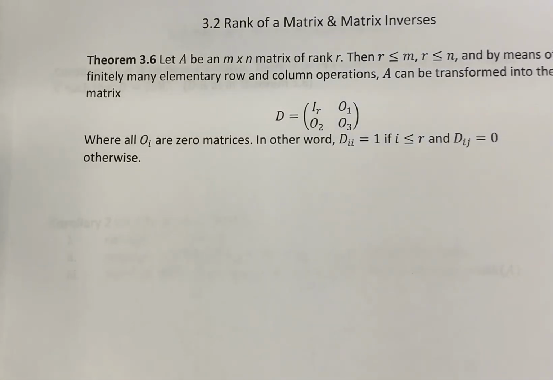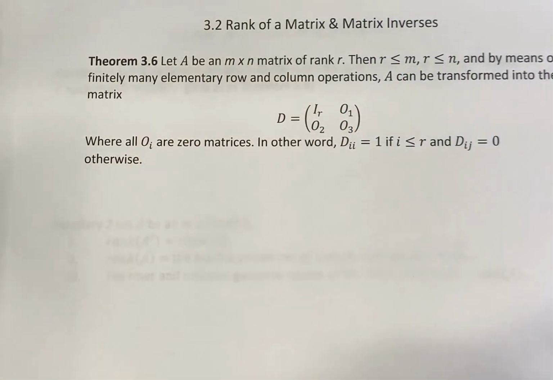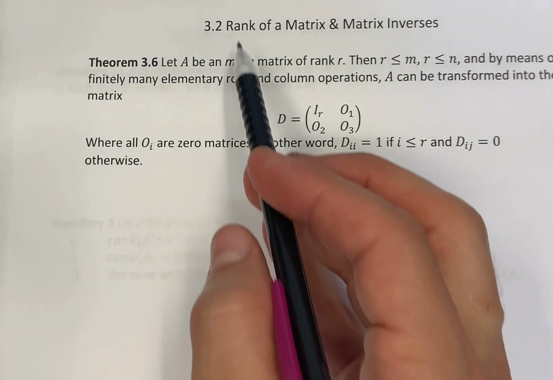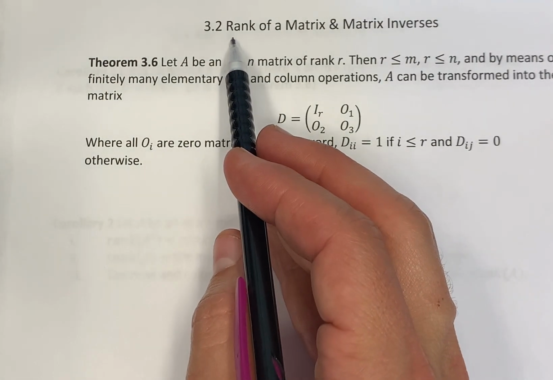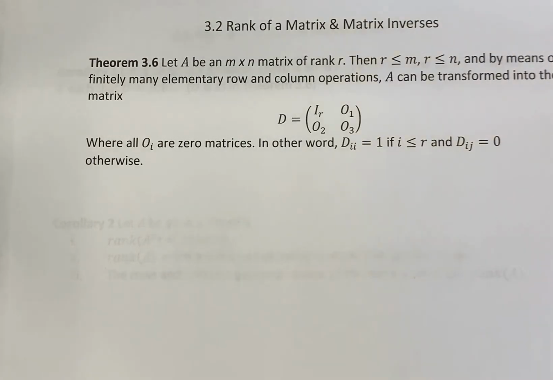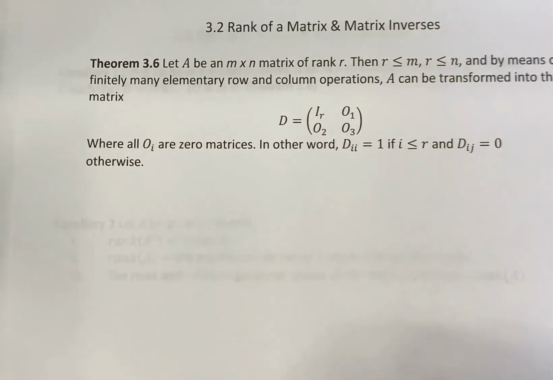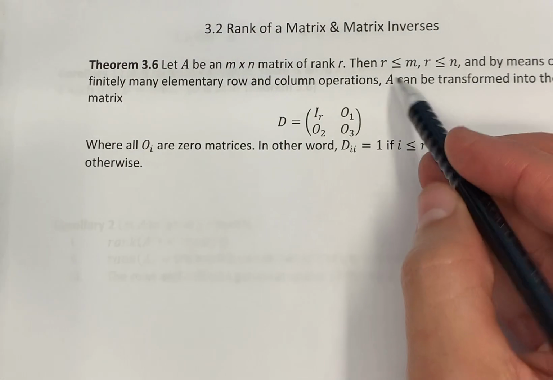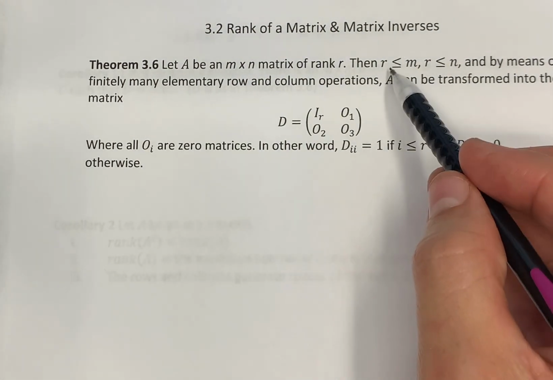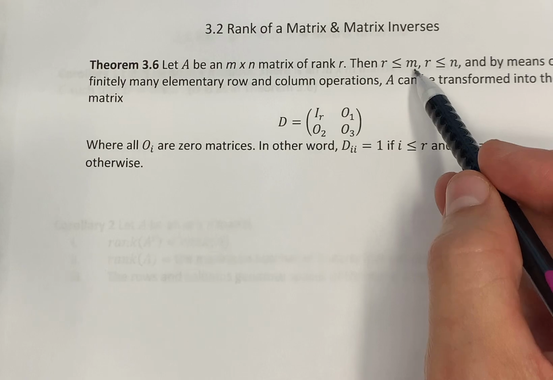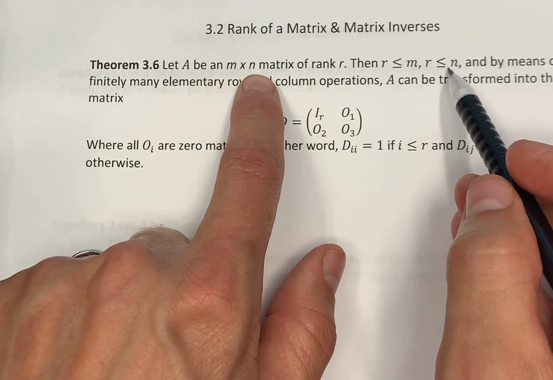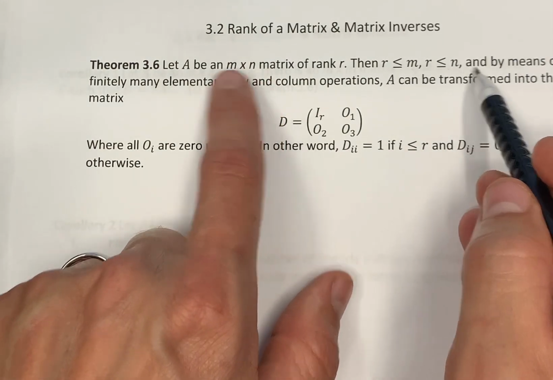Okay, let's look at theorem 3.6 and its corollaries in section 3.2, which is about the rank of a matrix and matrix inverses. So let A be an m by n matrix of rank r. Then we conclude that the rank is less than or equal to the rows, less than or equal to the columns.